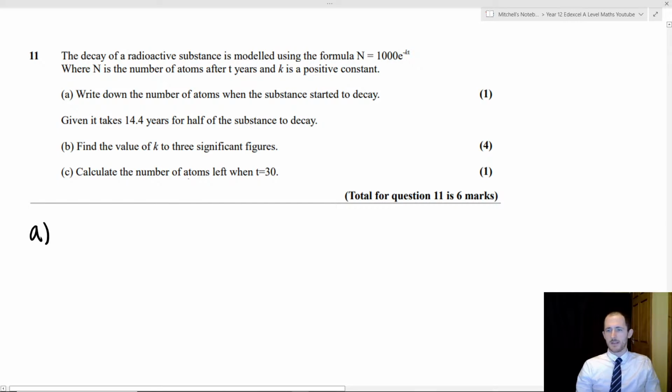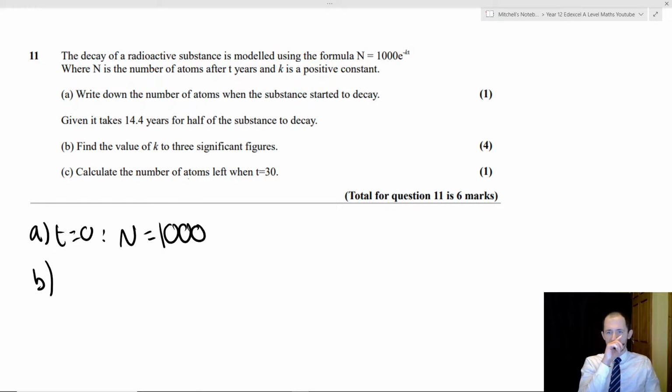Well, again, we're subbing in t equals 0. So N equals just the number in front of e. Okay, that was hard. Given that it takes 14.4 years for half of the substance to decay, find the value of k to 3SF.